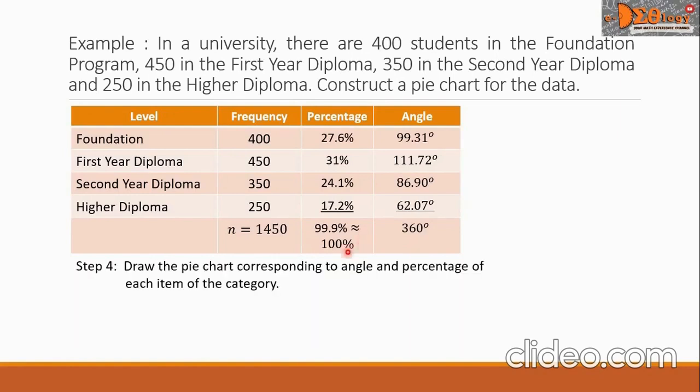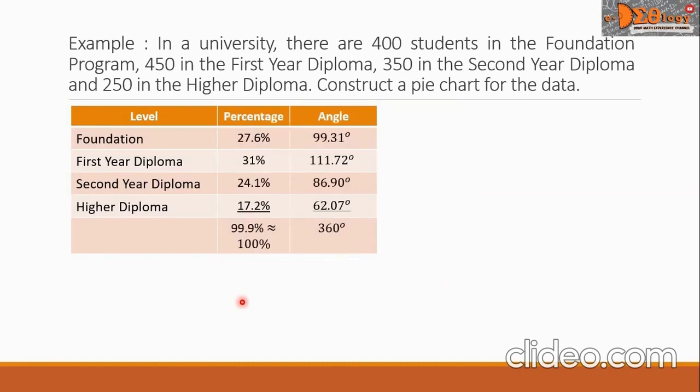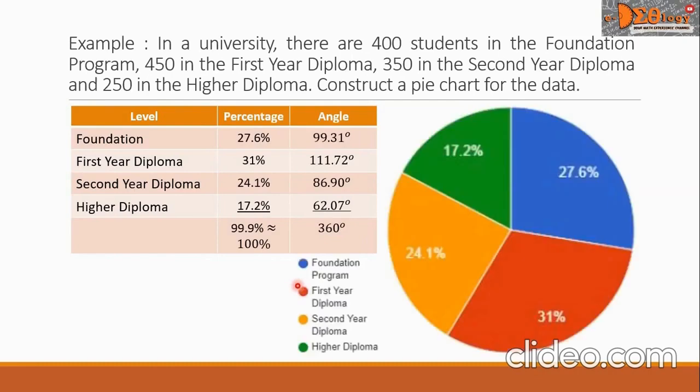Now, let us go to step 4. Draw the pie chart corresponding to angle and percentage of each item of the category. So let us minimize our table because we're going to draw the pie chart. This is the finished product or the pie chart of this example. Please observe that in the pie chart, we are putting the percentage for each item of the category.